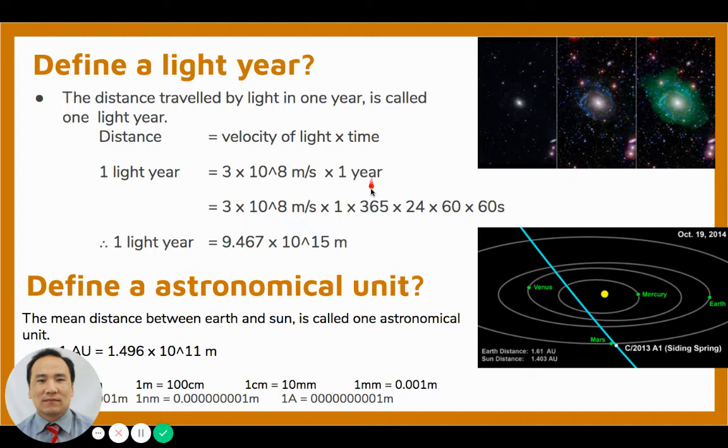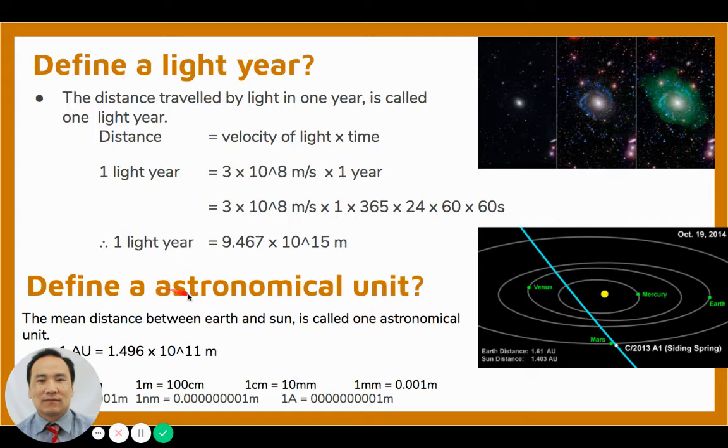So for that, if you multiply by 365, it turns into days. If you multiply by 24, it turns into hours. If you multiply by 60, it turns into minutes. And if you multiply by 60, it turns into seconds. And this second will cancel. So if you multiply all of these numbers, then the ultimate answer is 1 light year equal to 9.46 into 10 to the power 15 meter. So this is the value of 1 light year in SI unit.